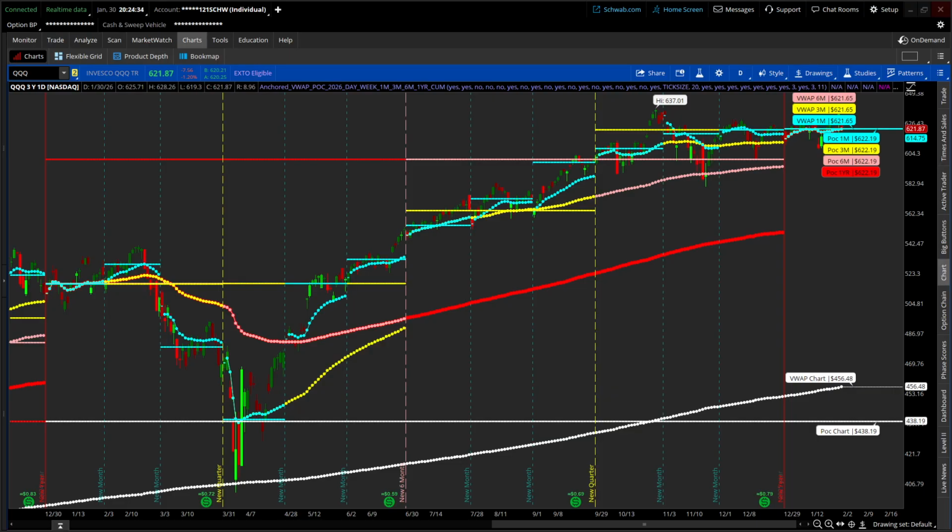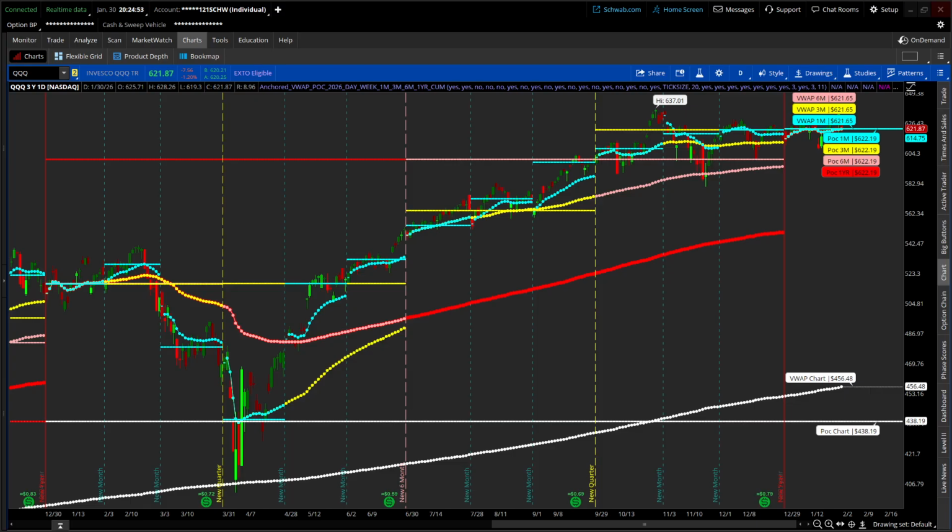Next, we'll go with a running definition for the point of control. It comes from a volume profile. It represents a single price level where most volume traded. Think of POC as the price the market agreed upon the most. If VWAP is the average cost, point of control is the most accepted price.